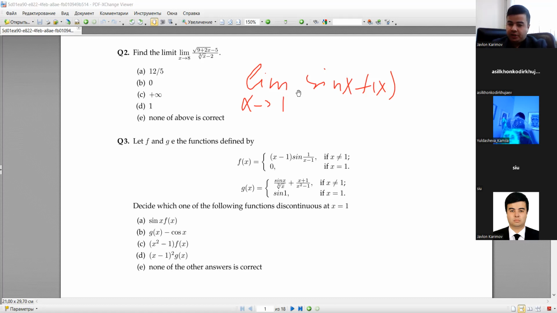F of x, where it tends as x tends to 1? 0, yeah? Because when x equals 1, it gets 0 here. So now your sine x, when x tends to 1, it gets to sine 1. So sine 1 is just a value which is not equal to 0. So it will be 0 times sine 1. So the answer here is 0.